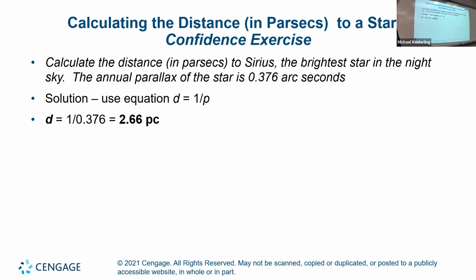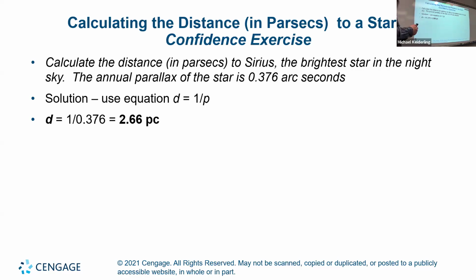Now here is an example with Sirius, the brightest star in the night sky. The annual parallax of this is 0.376 arc seconds. So its distance will be 1 over 0.376 or 2.66 parsecs, which is between 8 and 9 light years.